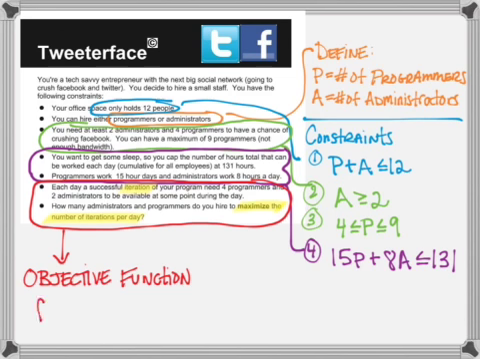And the way that we write that, it's a function of P and A. It's a function of number of programmers and administrators. And what it looks like is 4P plus 2A. I need at least 4 programmers and I need at least 2 administrators for my iteration. I need some combination of that. I'm trying to maximize the number of iterations.